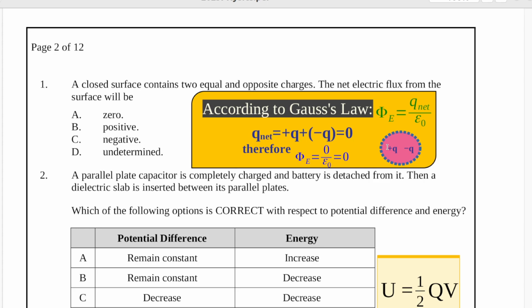As we are told that the closed surface contains two equal and opposite charges, consider one is a positive charge and the other is a negative charge. As both charges are equal but opposite, the net charge will be 0. So according to this, the net electric flux from the surface will also be 0. The correct option is option A.